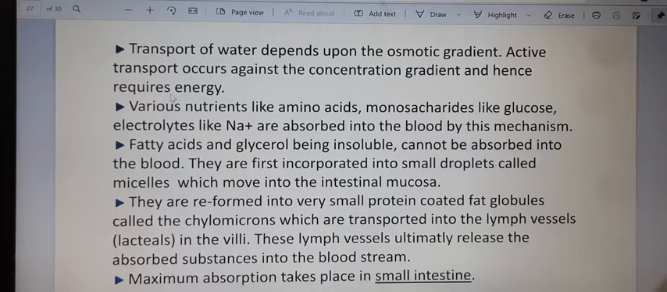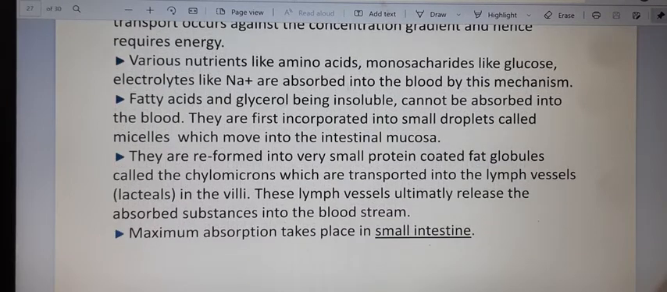Means the big molecules, etc. If the concentration gradient is not present, then the substances are absorbed by using the energy of ATP. Various nutrients like amino acids, monosaccharides, glucose, and electrolytes like sodium are absorbed into the blood by this mechanism.